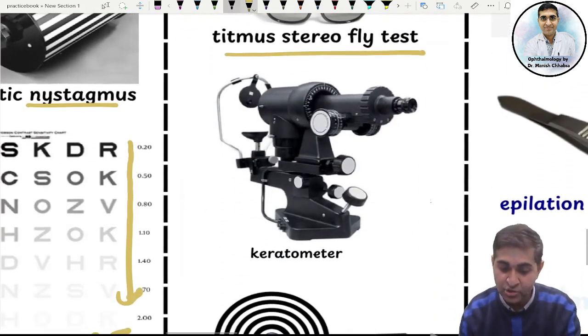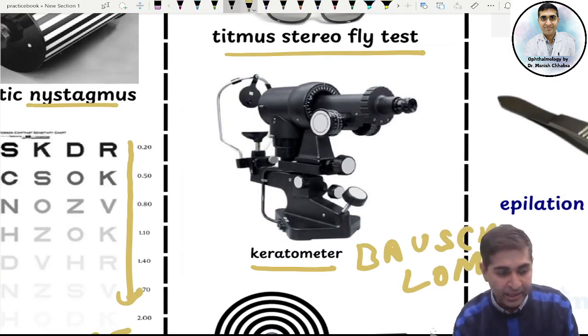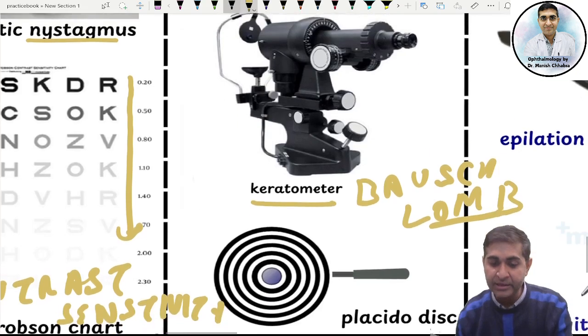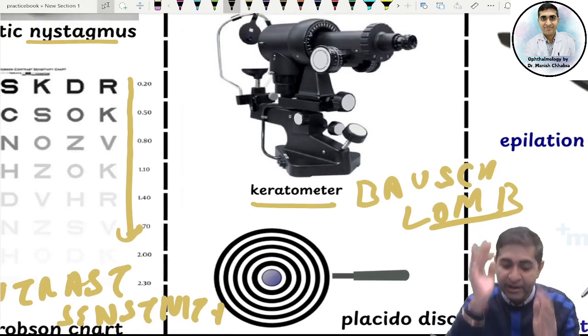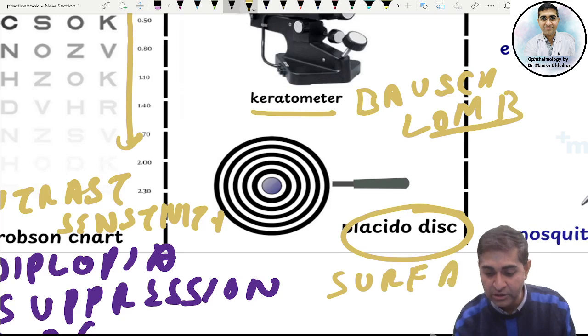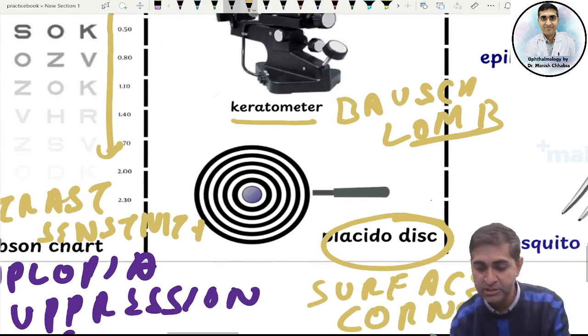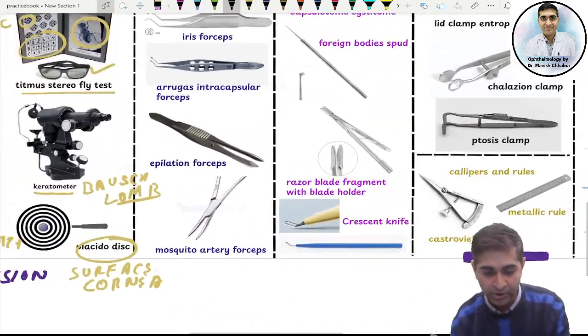Okay. This is your keratometer. So this is one type of keratometer, which is the Bausch and Lomb keratometer, and it helps in measuring the power of the cornea, the horizontal and vertical curvature of the cornea. Placido disc, this is used for the assessment of the surface of the cornea, the corneal surface. Okay. All right.